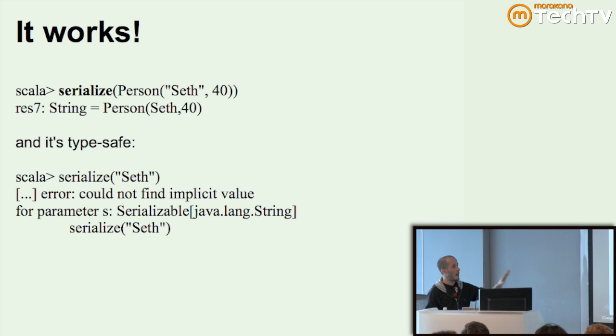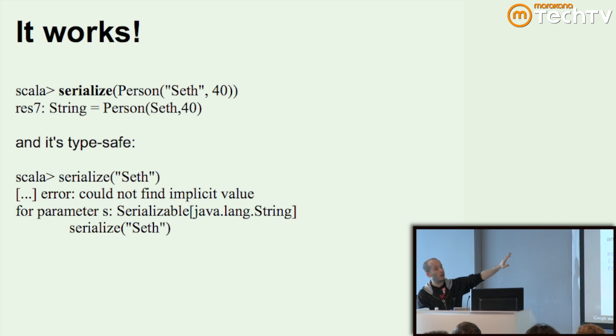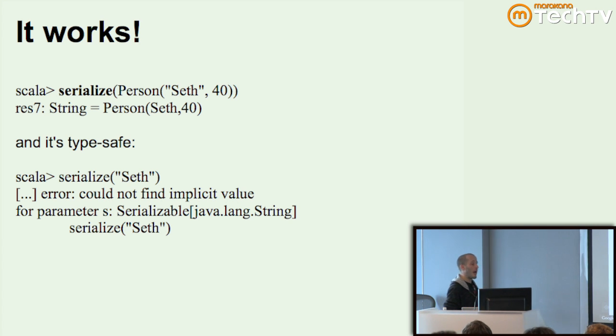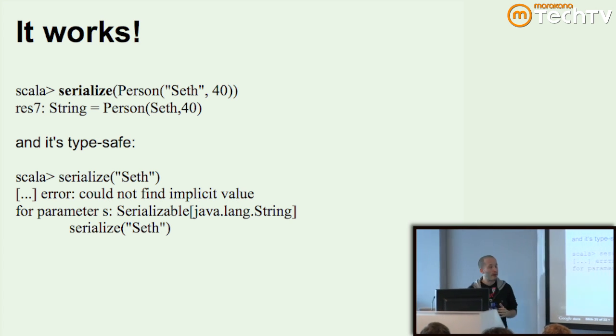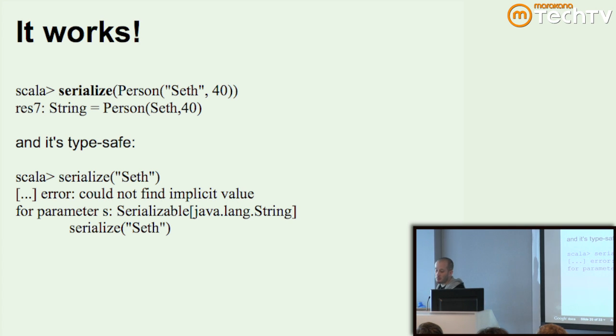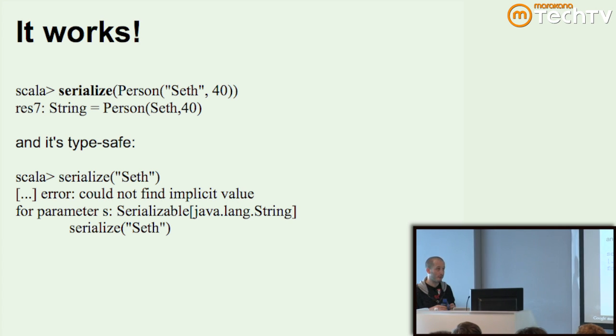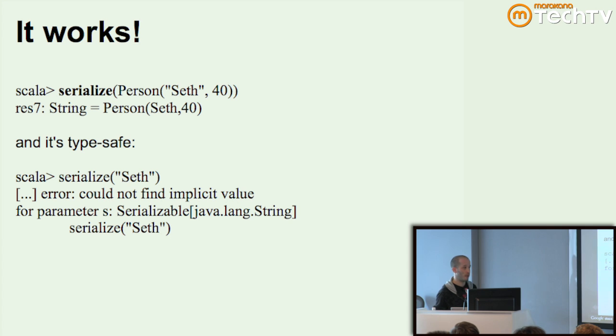And we've now achieved our goal. We can simply call serialize on a person. I only need to fill in the first parameter list. The compiler fills in the second parameter list for me. It runs, and this is type safe. If we pass a type of value to serialize that the compiler doesn't have an available implicit for, then it will complain at compile time.